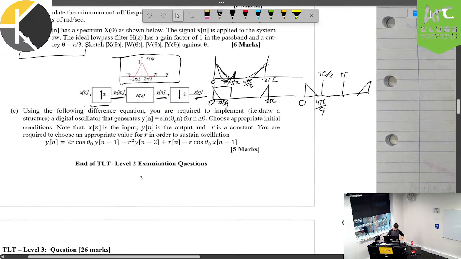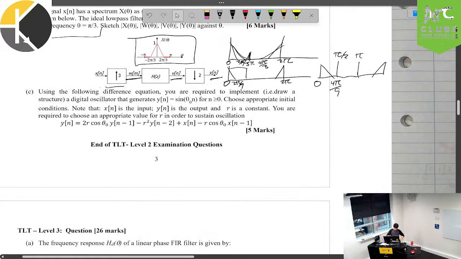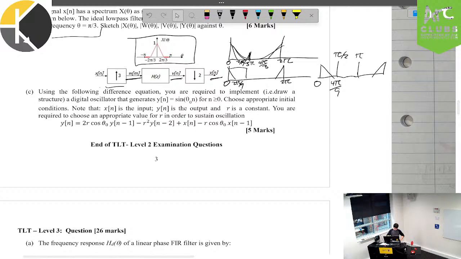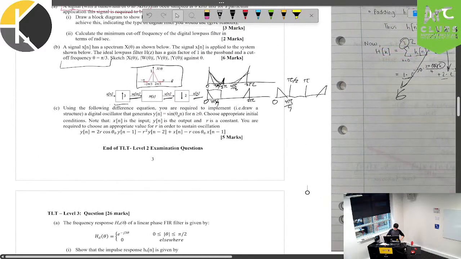Let's have a read through C, then a quick go at the level 3 question, and then we'll move on to the Kahoot. Okay? So using the following difference equation, you're required to implement a digital oscillator that generates a sinusoid. Choose the appropriate initial conditions, and note that xn is the input, yn is the output, r is a constant, and you're required to choose an appropriate value for r to sustain oscillation, which most typically is going to be about 1, but we'll take a gander.